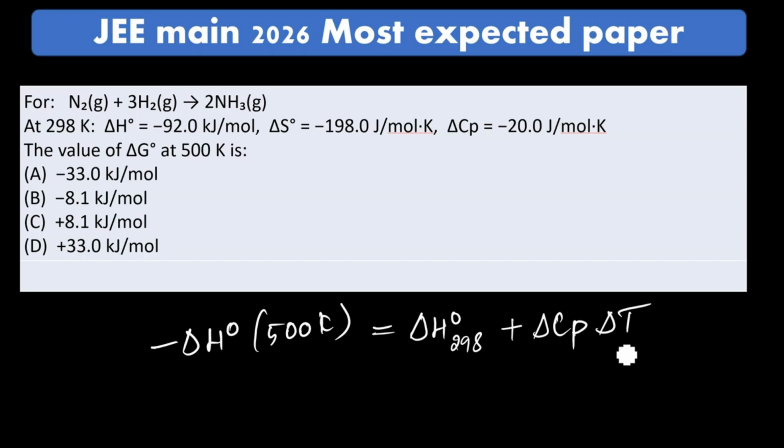and delta T. Let's substitute the values, which is minus 92 kilojoules, so that will become minus 92,000, plus this is minus 20 joules. What is the difference between these two temperatures, 500 and 298?